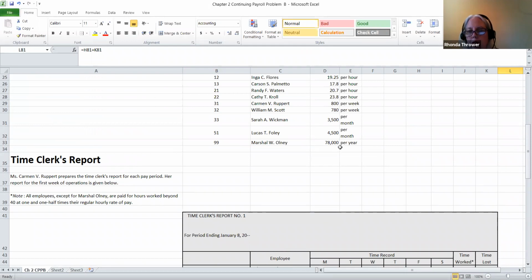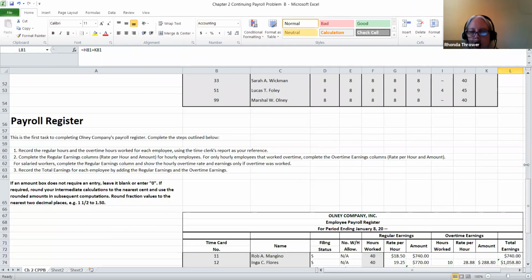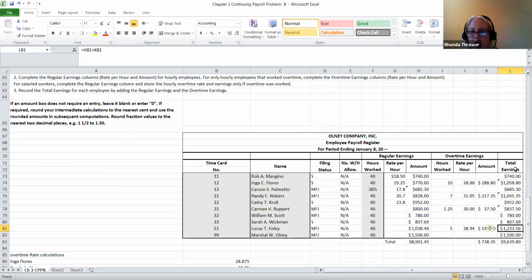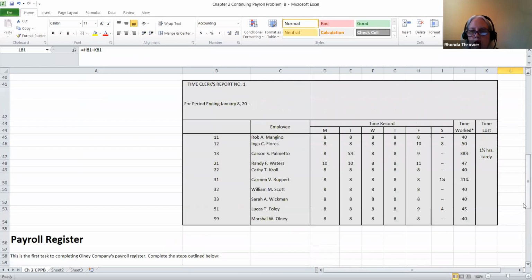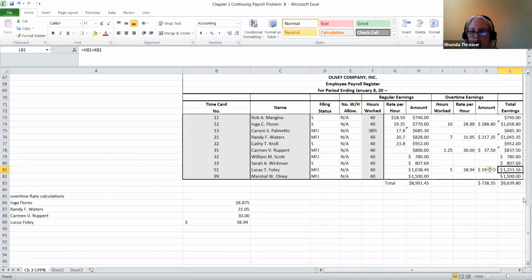For Masha, notice they gave her a per year amount. So we're going to have to make this a weekly amount. So we would take 78,000 divided by 52, and that would give us our weekly amount of 1,500. Since she just worked 40 hours, there were no overtime hours that we had to work with. So to get the 1,500, we would take the annual amount divided by 52. And that is the total earnings for her.